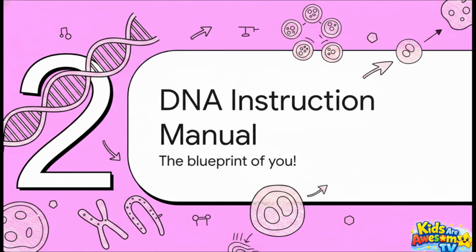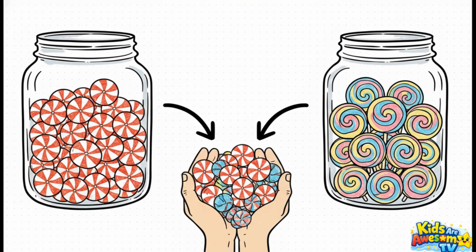Section 2. DNA, the instruction manual. So the really crucial point here is understanding exactly how you get these traits. Deep inside almost every single cell in your body is a tiny, microscopic instruction manual called DNA. To make this super easy to picture, imagine your DNA is like a bunch of candy. Picture your mom holding a giant jar filled with lots of different types of candy, and your dad holding his own jar filled with totally different candy.